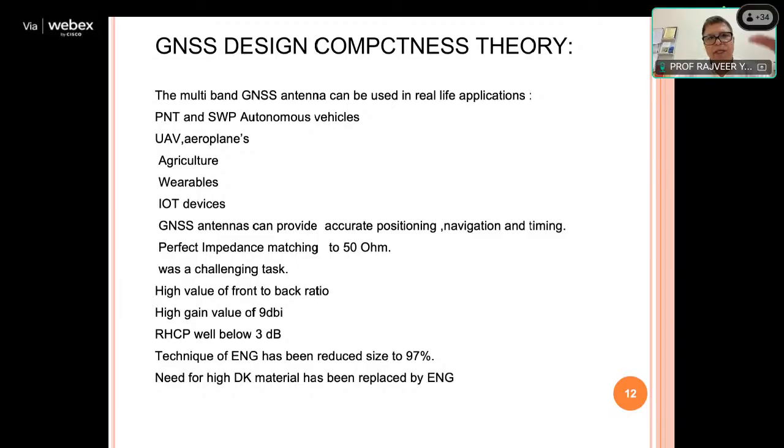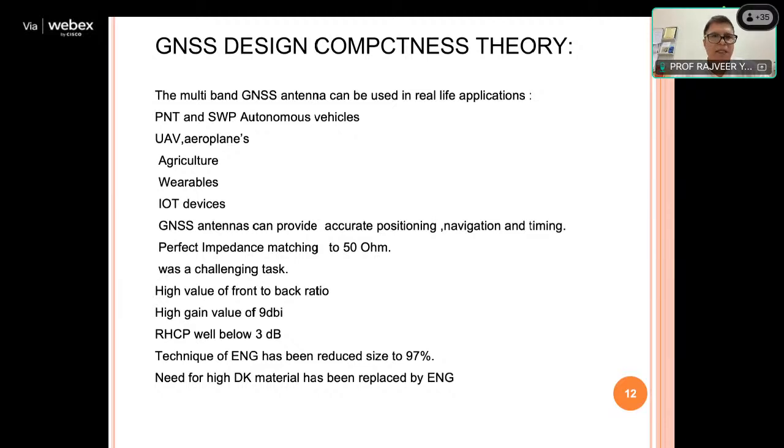PNT and SWP, you are already told that these are the two important parameters which are required to develop GNSS antennas, which will be utilized for all autonomous vehicles, all IoT devices, all your trains, all aeroplanes. So GNSS is very popular and the most demanding article worldwide. But still, as far as India is concerned, we have limited capability to design and fabricate GNSS antennas till date.